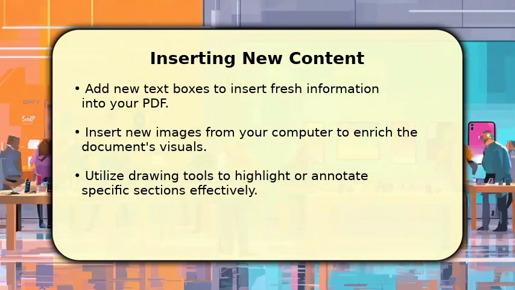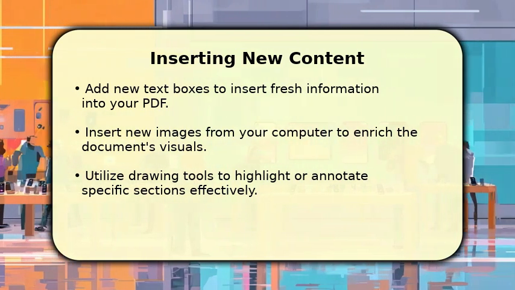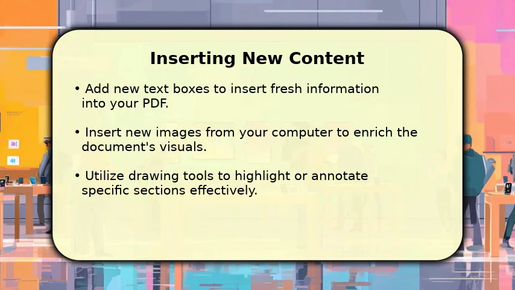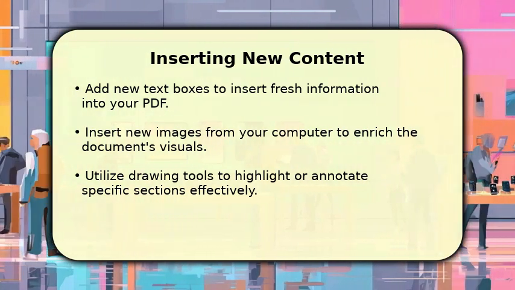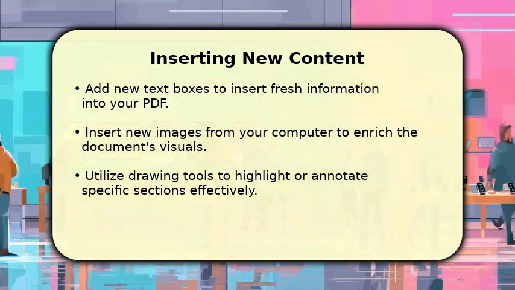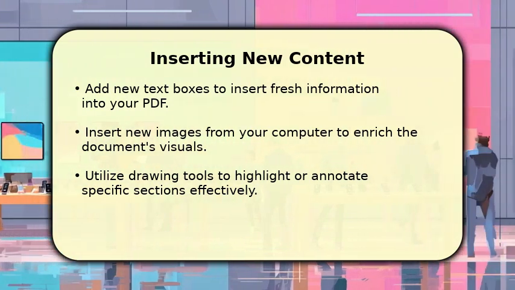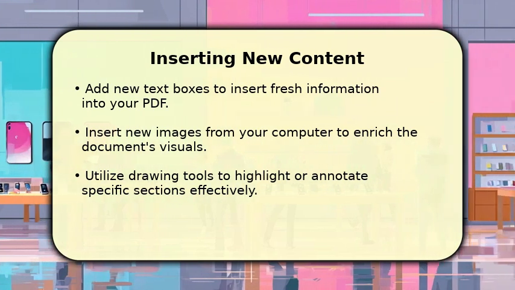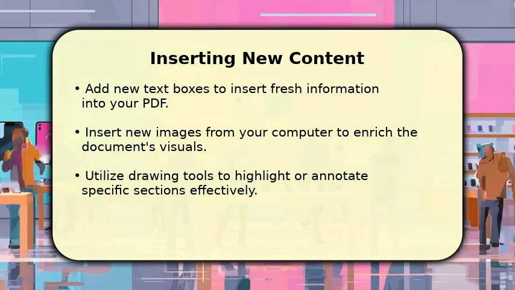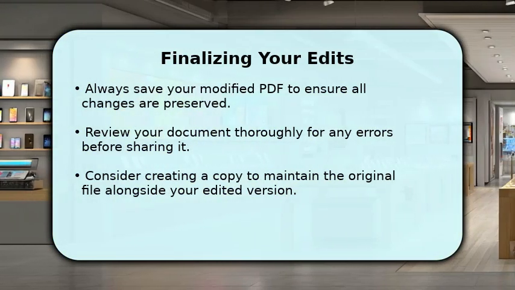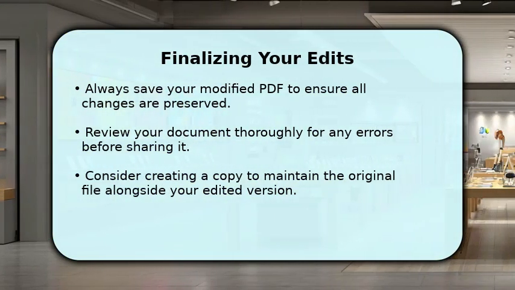To add new text, simply select the Add Text tool and click where you want to place it, then begin typing your content. For images, choose Add Image, browse your computer files, and place the selected picture onto your page. You can also use the Draw tools to add shapes or lines, providing clear annotations or visual emphasis to important sections of your PDF.